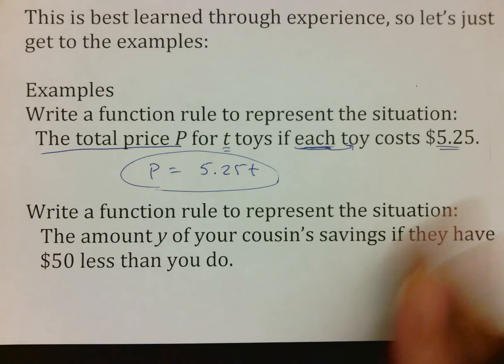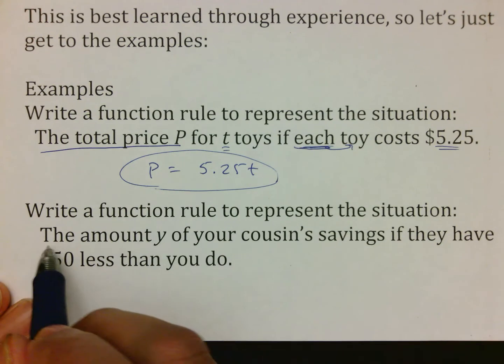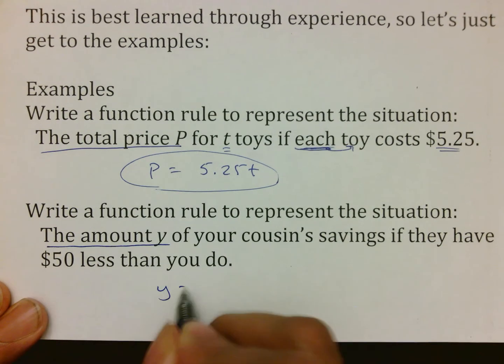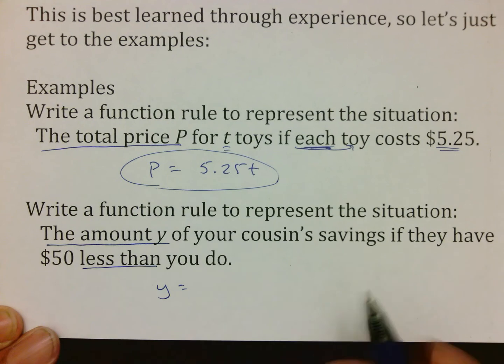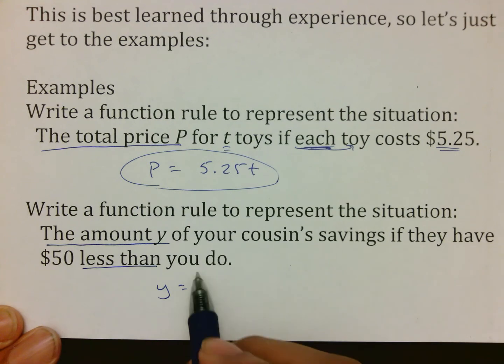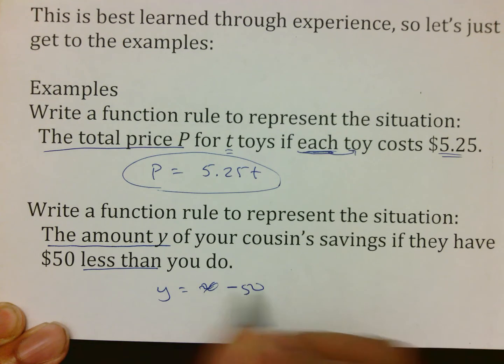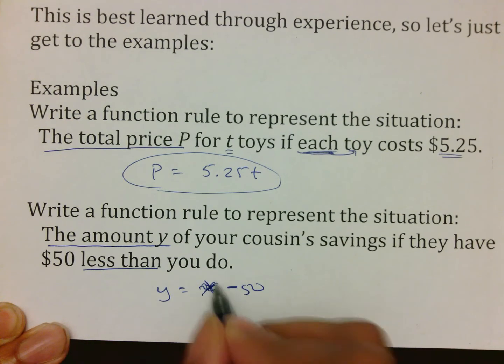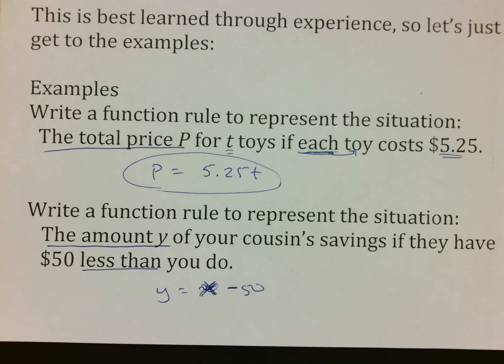Alright. Write another function rule to represent the situation. It says the amount y of your cousin's savings if they have $50 less than you do. Again, amount y is going to be my total. So it says your cousin has $50 less than you do. Keyword here, less than, means it's of course subtracting, and we're going to talk about how much money we have, which would be x, and we want to subtract 50 because remember, less than moves the number to the back of the group. So again, the amount of money in your cousin's savings will be however much you have minus 50, and so that would be it.